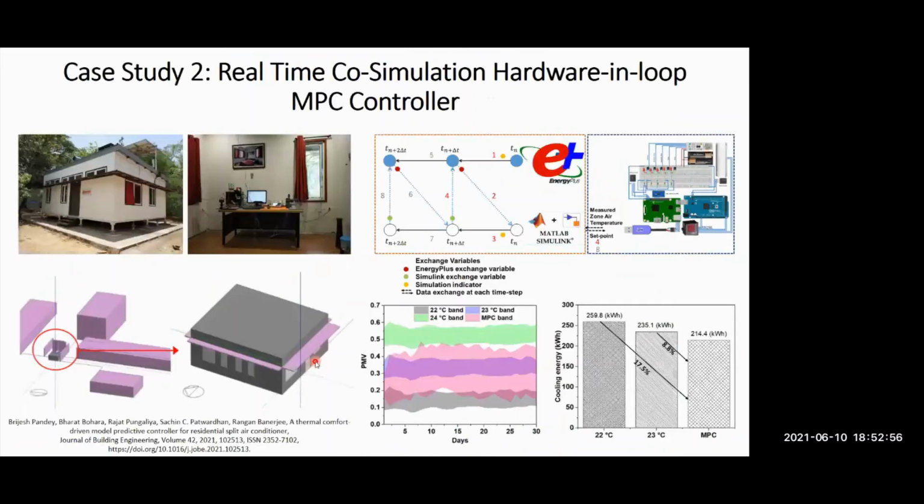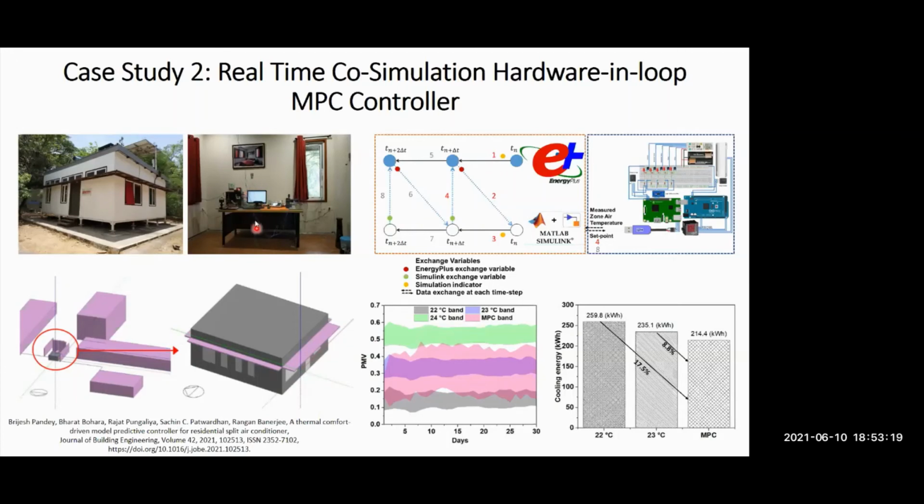Now let's see another example of co-simulation. This is the Team Sunya house we have built in IIT Bombay, and this is the experimental setup to control the air condition of this room. In the market, these air conditioners are operated on constant set point temperature or PI or PID controller.